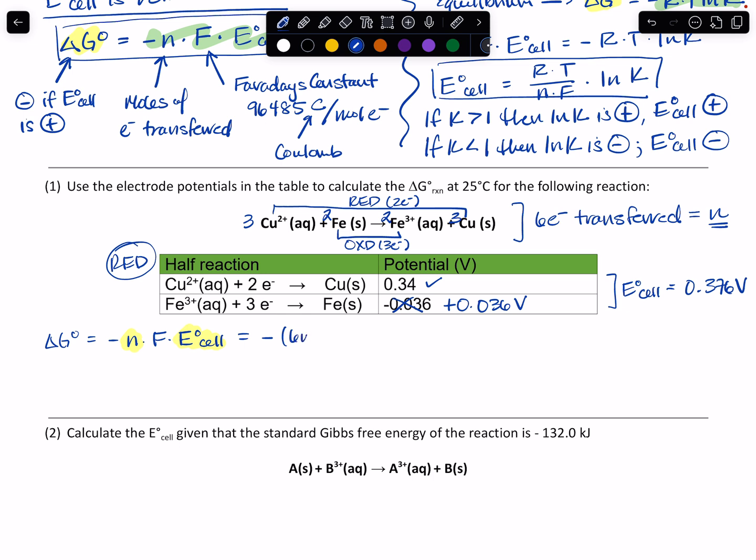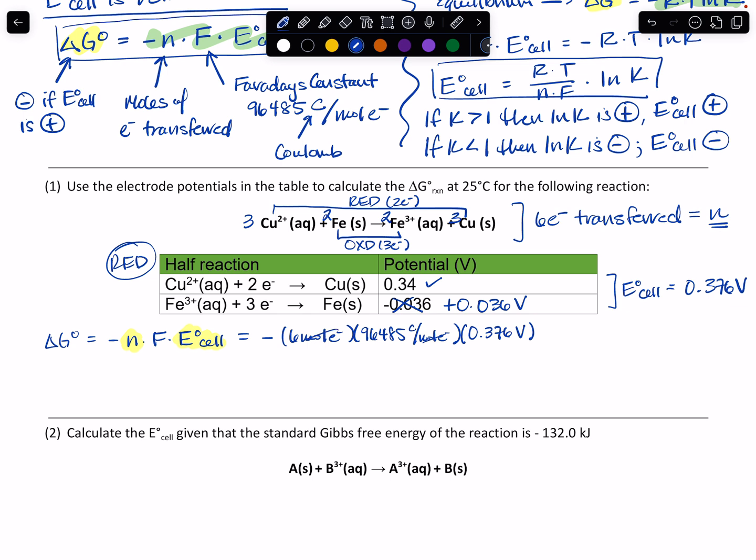All right, so now we know N and we know the E cell, so we can plug things in. So negative 6 moles of electrons, Faraday's constant 96485. And again, this is in units of coulombs per mole of electrons. And then we get to volts, our E cell, so 0.376 volts. All right, now you can see the moles of electrons are going to cancel.